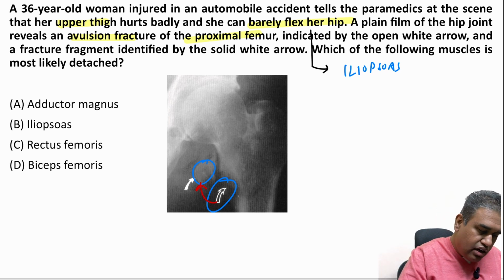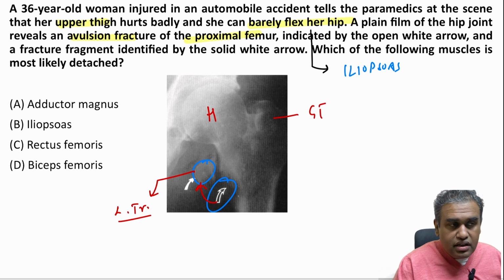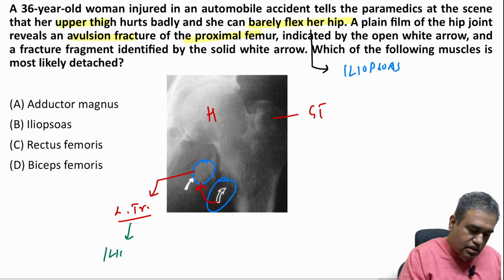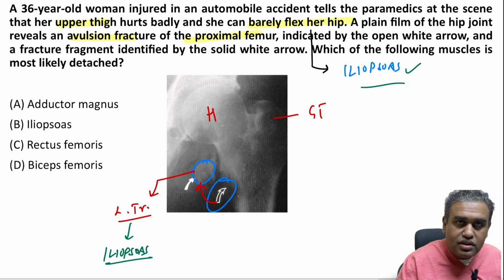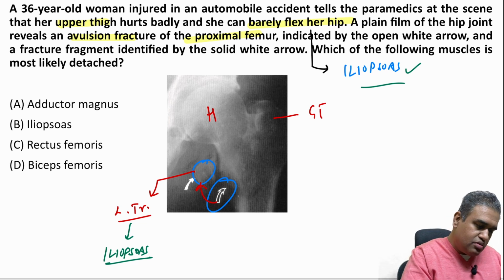Now we can see the head of the femur over here, the greater trochanter over here, and this part is the lesser trochanter. What is the muscle attached on the lesser trochanter? We have done a question on the greater trochanter. The muscle attached on the lesser trochanter is, the answer, iliopsoas. And we also know it is a major flexor of the hip joint, supplied by the lumbar plexus and branch of the femoral nerve as well. So which muscle is most likely detached? Here the answer is straightforward, iliopsoas.